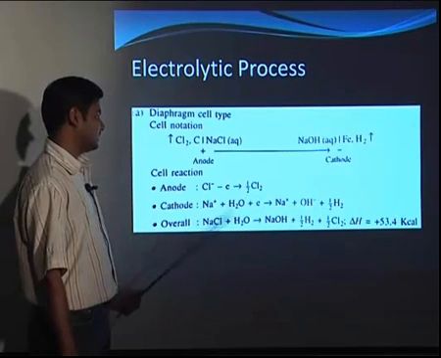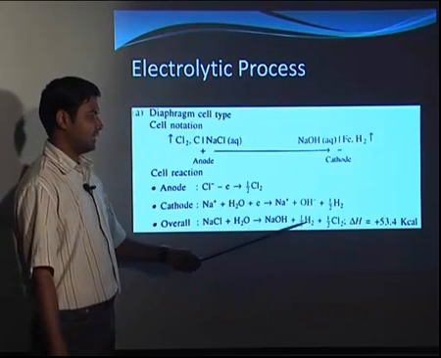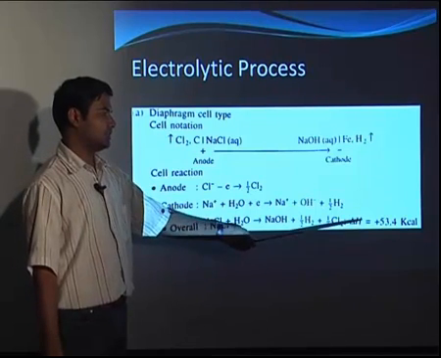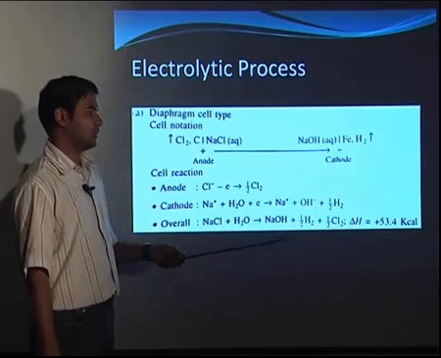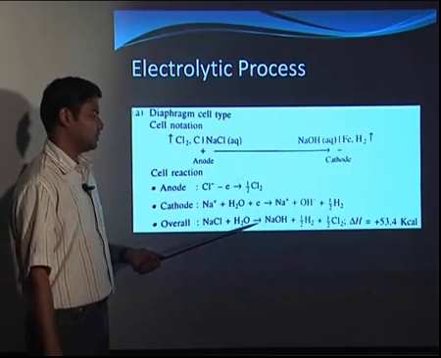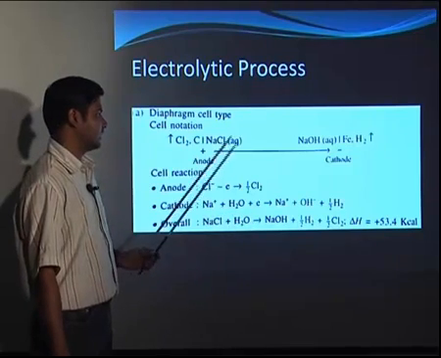If you see the overall reaction, then NaCl and H2O give sodium hydroxide, hydrogen and Cl2. So delta H here will be positive, plus 53.4 kilocalorie per mole of the product. So here we have to give electric energy in order to have the electrolysis.